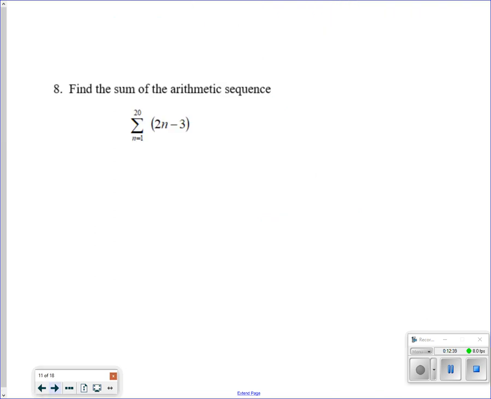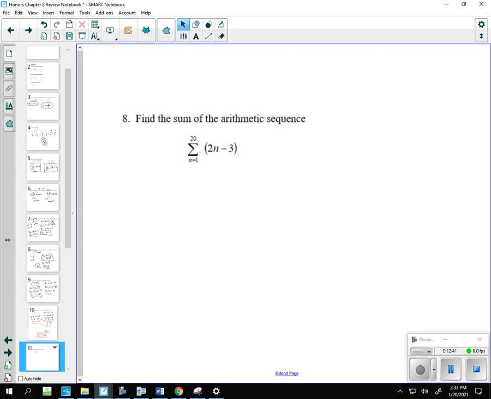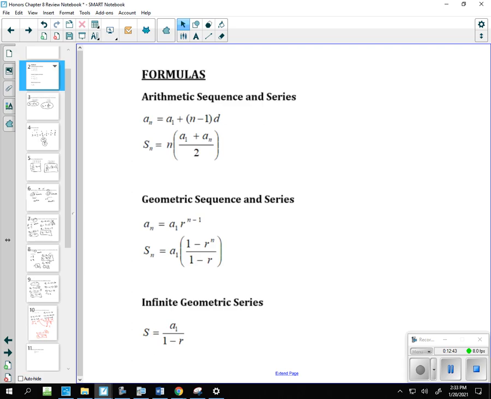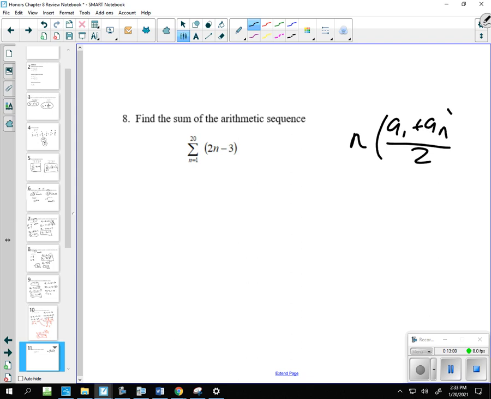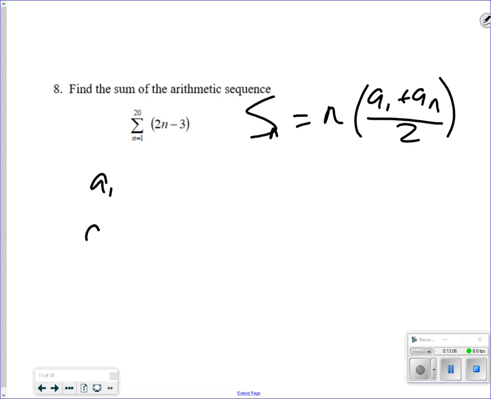Next one, find the sum. There's a formula now, and I'm going to go back up here to the slide. So the formula for an arithmetic sum is n times a sub 1 plus a sub n over 2. So again, the first term plus the last term, divided by 2. So let's go back now all the way to the bottom. I'm going to write this down, n, a sub 1, a sub n, and 2. So in order to find the sum of an arithmetic sequence, you need the first term, you need the last term, and you need how many terms.